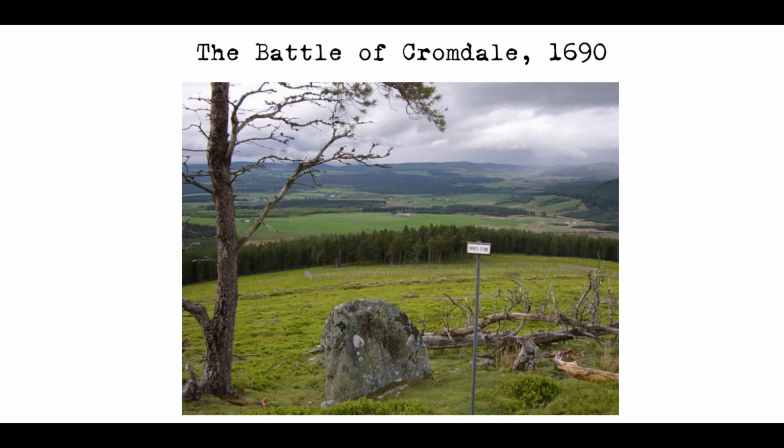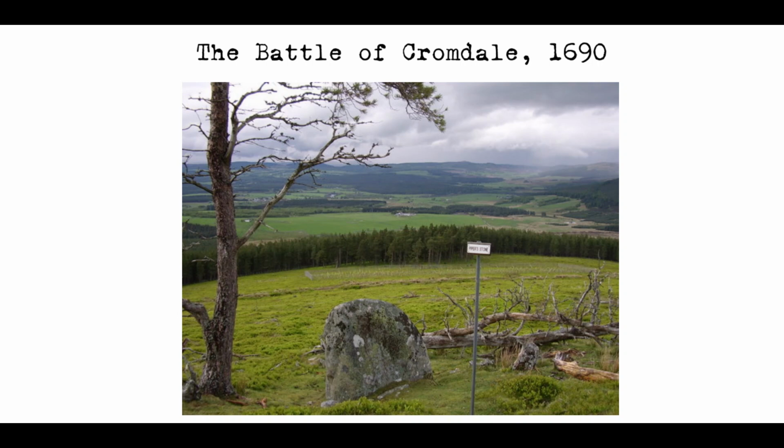On April 30 and May 1, 1690, a significant battle was fought on the Haughs of Cromdale, near the village of Cromdale in what is now the Highland Council area of Scotland. The Battle of Cromdale, also known as the Battle of the Haughs of Cromdale, was a turning point in Scottish history, effectively ending the Jacobite rebellion and solidifying the control of the government over Scotland.